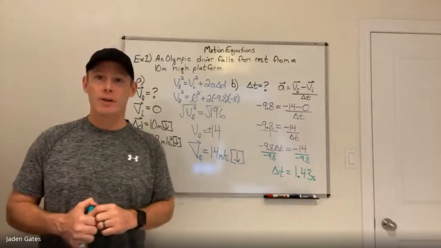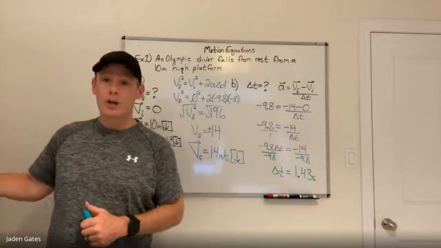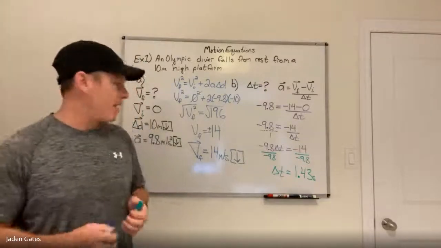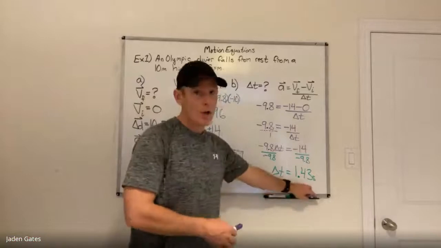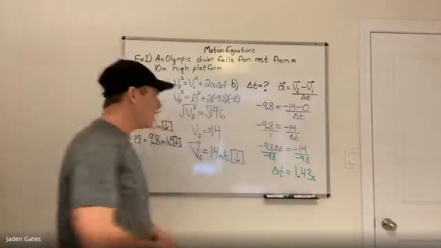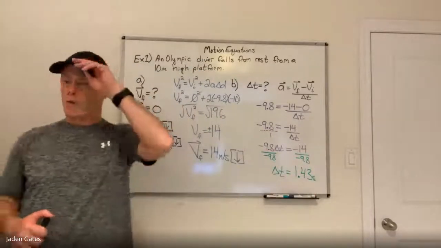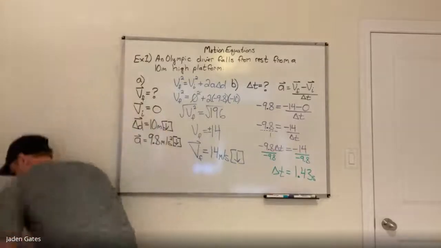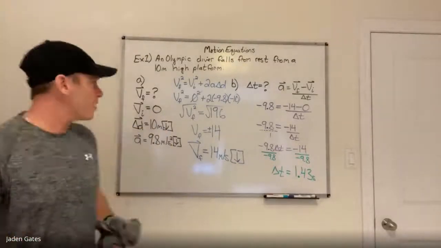Now, one thing to watch out for when you're doing these questions, if you ever get a negative time, that's one variable, you know you got the wrong answer. You cannot have negative time. You cannot go back in time. You can waste time, but you cannot go back in time. So that's one thing to watch out for. You should never get negative time. All right, so there's example number one.